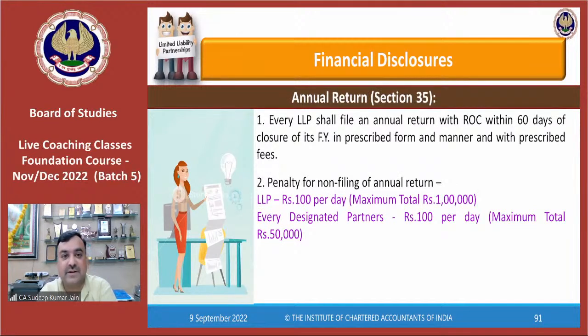Annual returns, section 35. Every LLP shall file an annual return within 60 days of the closure of the financial year in the prescribed form and manner with prescribed fees. That means a statement will go to the ROC within 60 days of the financial year ending. It means if the financial year is ending on 31st March, the date is 30th May. Up to 30th May, this statement should be filed to ROC. If not filed, the penalty is 100 per day for maximum 1 lakh, and for the designated partner 100 per day, maximum 50,000. Same as for subsection 3.